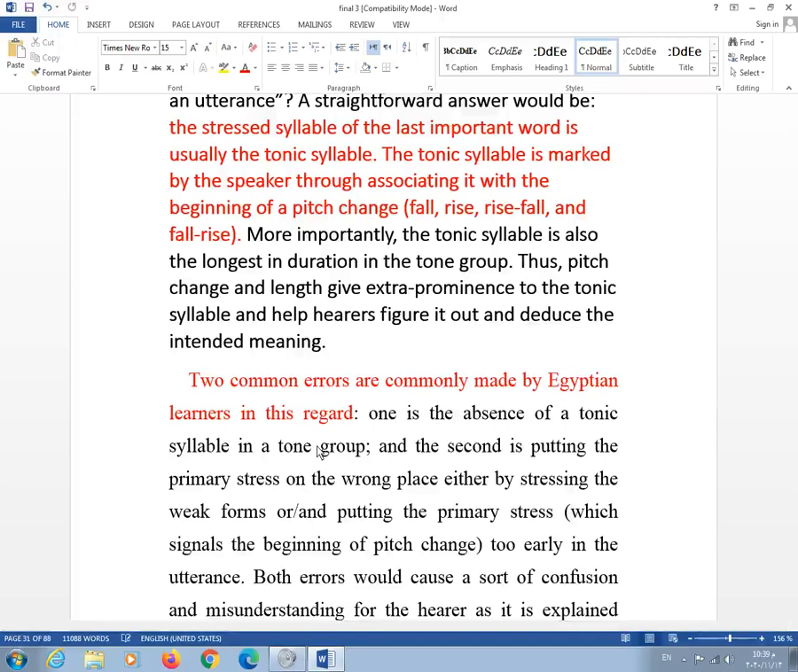So please make sure that when you cut your speech, each part must have meaning and must have at least one important word to be given the tonic and the pitch change, and this word must include a tonic syllable, which is the most prominent, the loudest, the one or the word that carries the highest or the most important piece of information in the whole utterance. Okay.